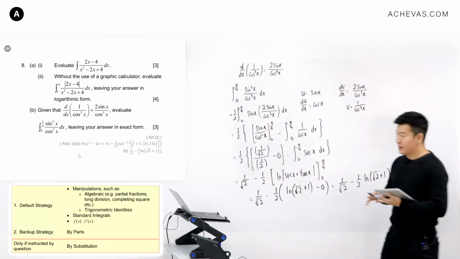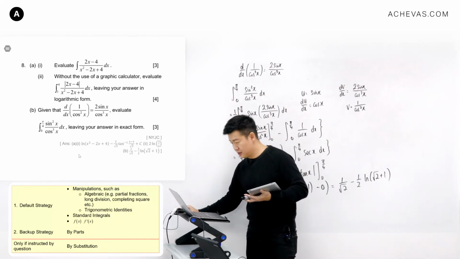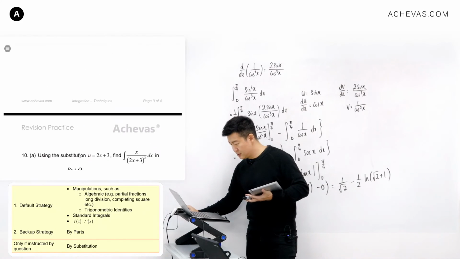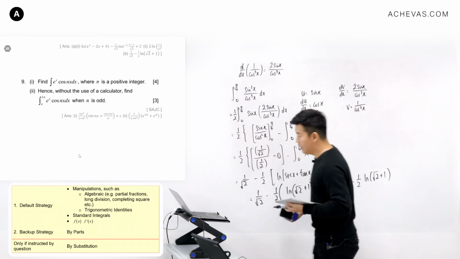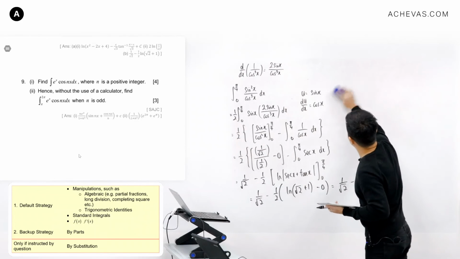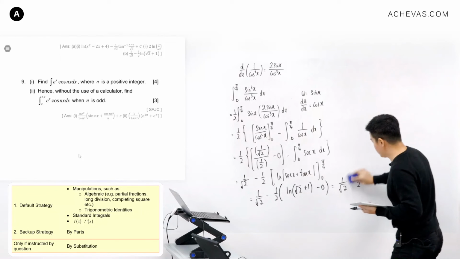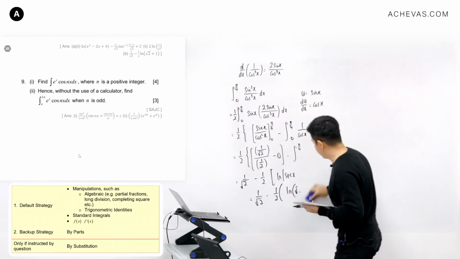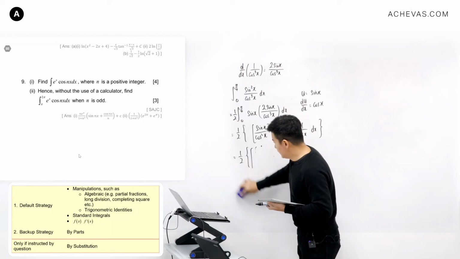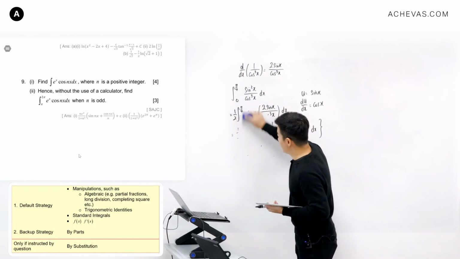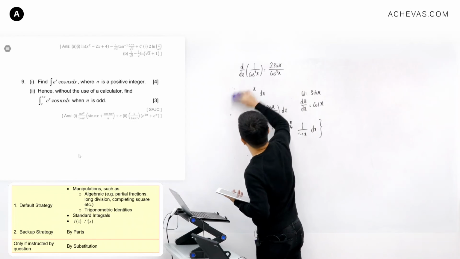Next, let's take a look at question number 9 here. SAJC. This is an interesting question. It is a little bit similar to one of the questions that came out in the A-levels.